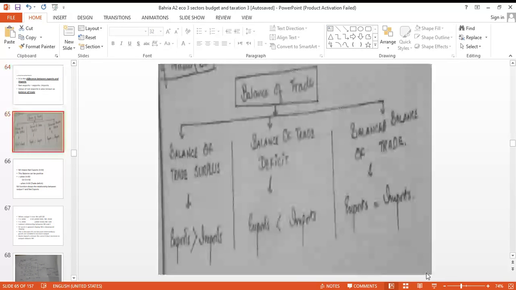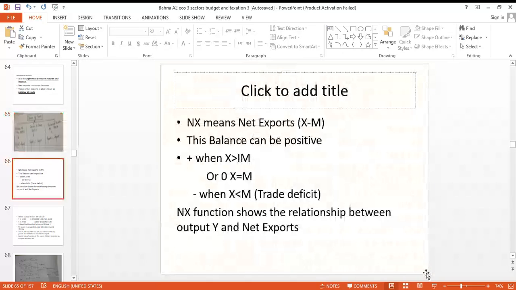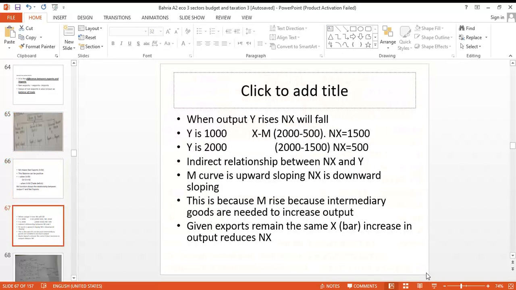So the balance of trade can be in three positions. It can either be in balance, which means exports become exactly equal to imports, or it can be in a deficit where the exports are less and the imports are more, and it can be in a surplus where the exports are more and the imports are less. Okay, so that is the thing.